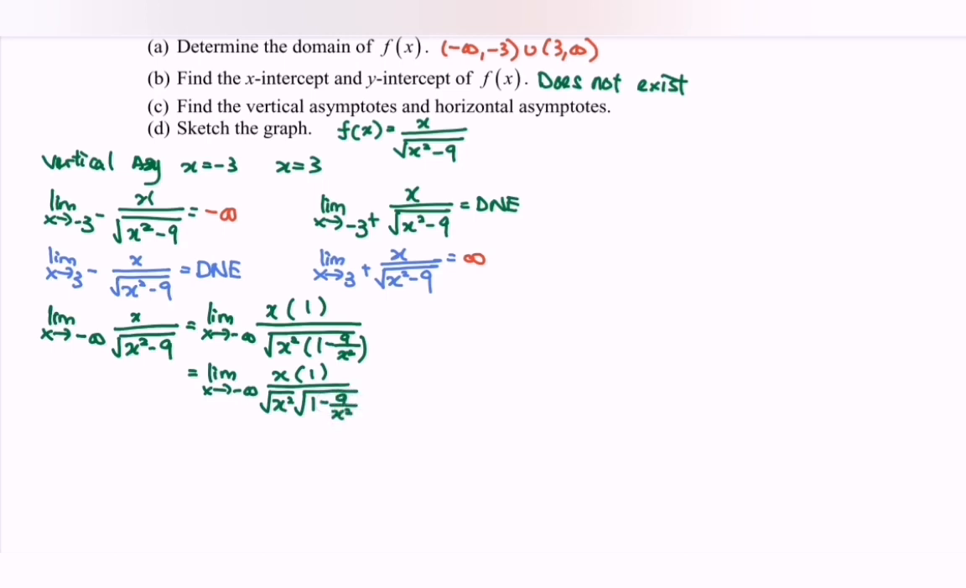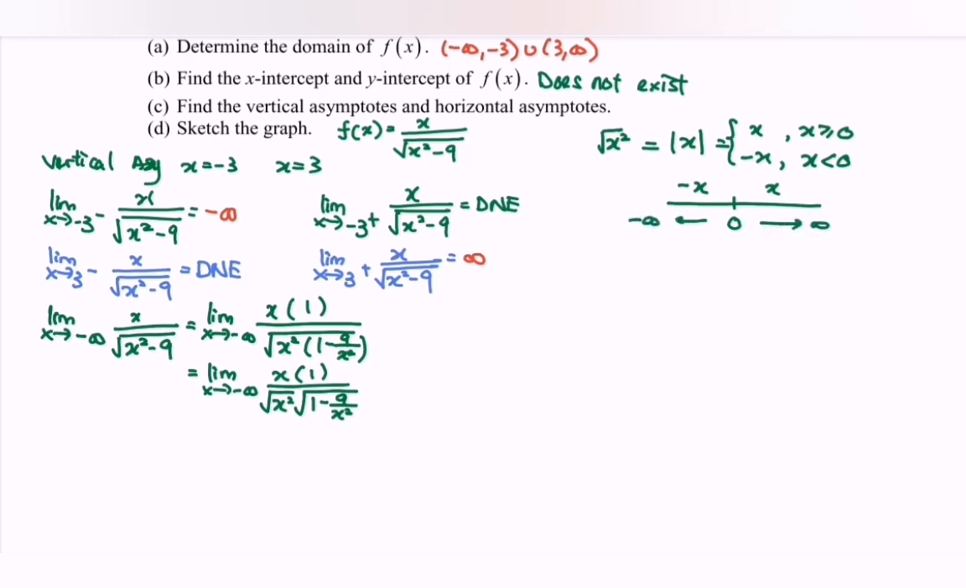Based on the definition, the square root of x squared is actually the modulus of x. So we have x when x is greater than or equal to 0, and negative x when x is less than 0. Based on the number line, we have 0. On the left hand side, we have negative x, and on the right hand side, we have x. Here we are approaching negative infinity, and for this part, we have positive infinity. So based on this, we notice that x is approaching negative infinity.